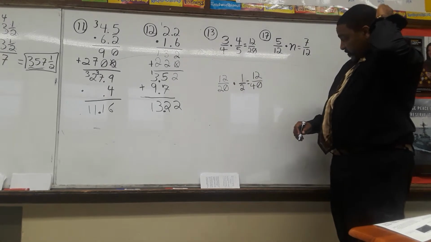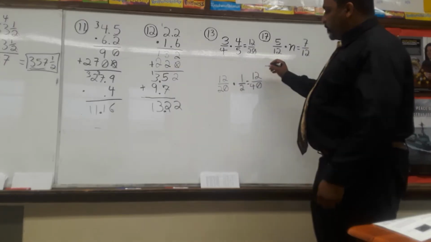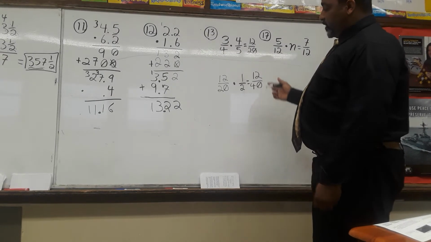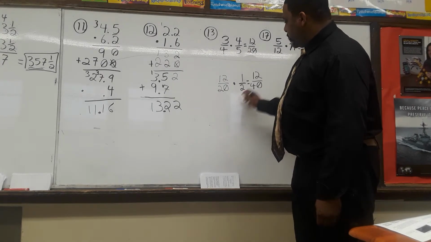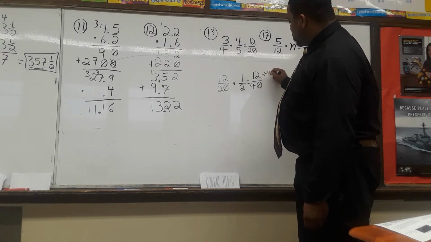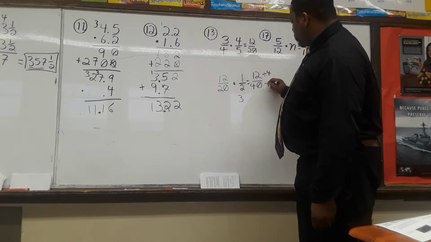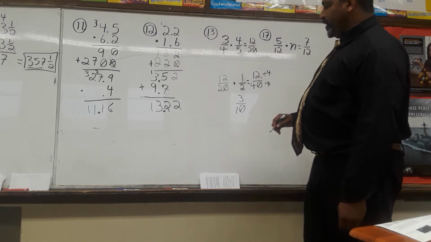Now it's very easy to simplify. I'm going to start simplifying this by dividing both my numerator and denominator by 4, because it stands out to me that they're both easily divisible by 4. 12 divided by 4 gives me 3. 40 divided by 4 gives me 10. So the answer is 3/10.